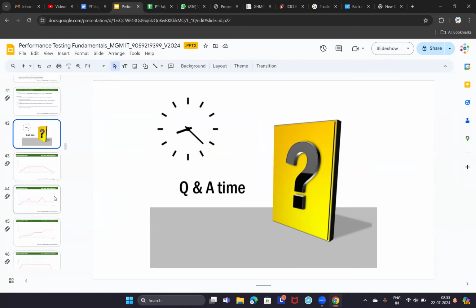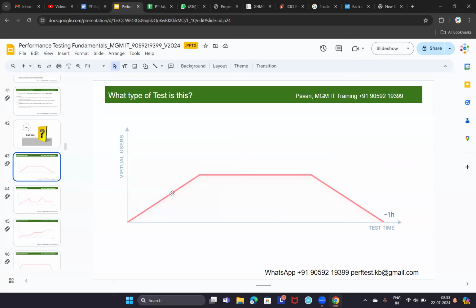What is the time now? 8:55. Now I'll show you some graphs and you need to identify what type of performance testing each graph best represents. Before that, let me explain the x-axis and y-axis. The horizontal line is called the x-axis and the vertical line is called the y-axis. We all studied this in school.